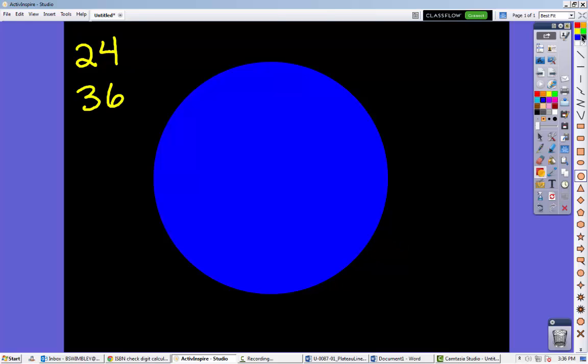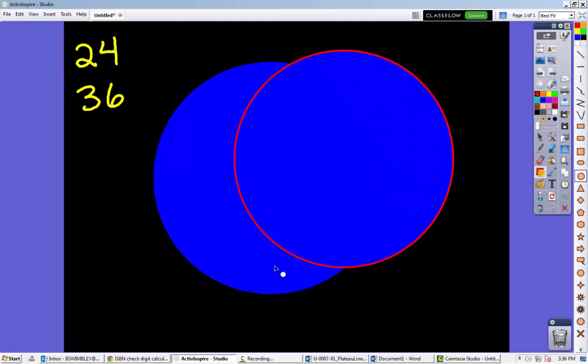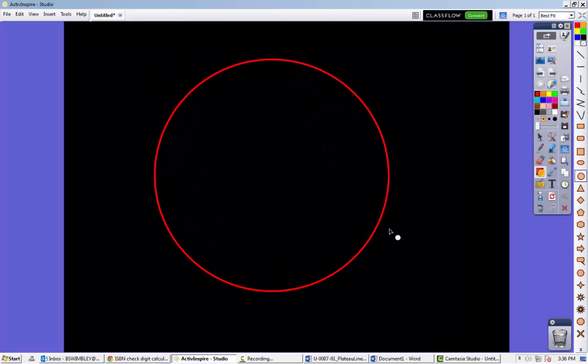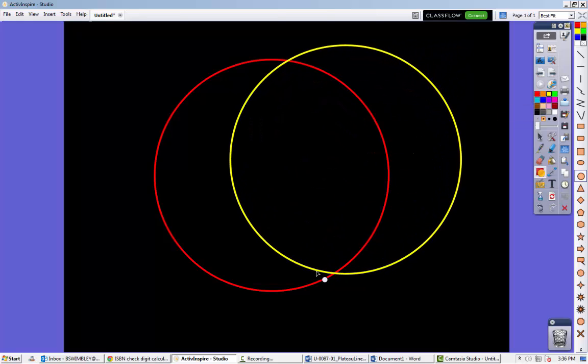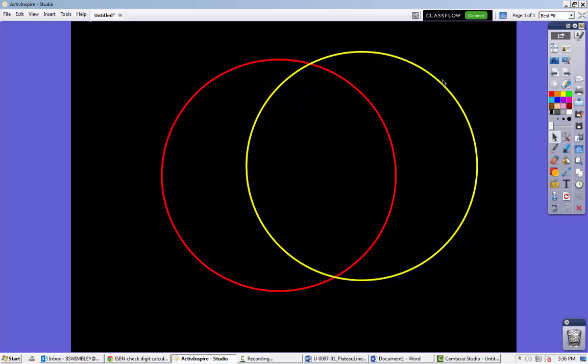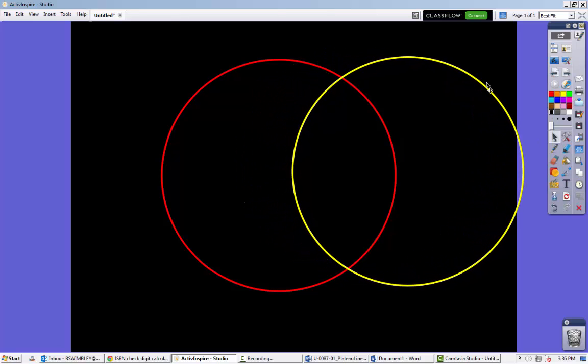I do need to change the color of my circles though, so I'm going to change my fill color. So here I have this red one, and I'm going to have this yellow one. And let me just move this down so it looks more like our Venn diagram. So if you remember, my number was 24, so one side is going to be 24. My other number was 36, so I'm going to make this side 36.